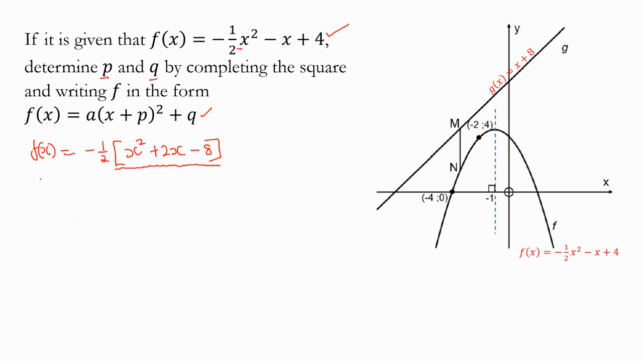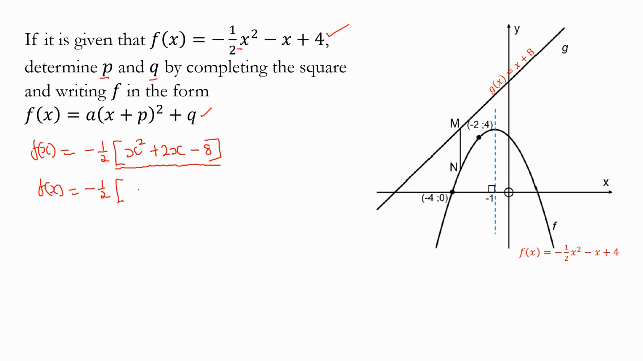So how do we do that? So it's negative half here. And then remember what we do. We find half of the coefficient of x. In this case, the coefficient of x is 2. So what is half of 2? It's 1. And then what do we do to 1? We square it. And then after squaring it, we add and subtract the square. Let me say that again. We find half of the coefficient of x. We square it. And then we add and subtract the square.